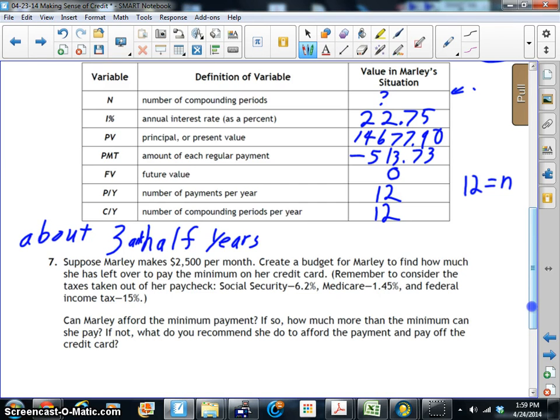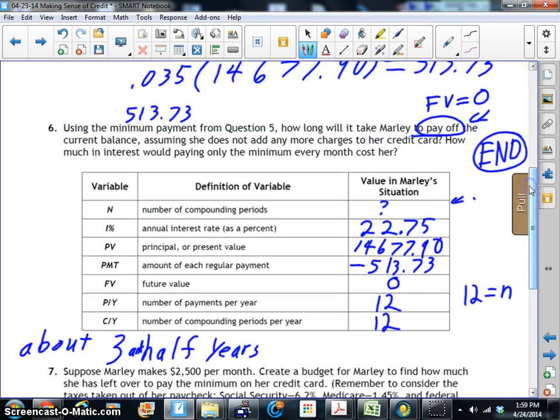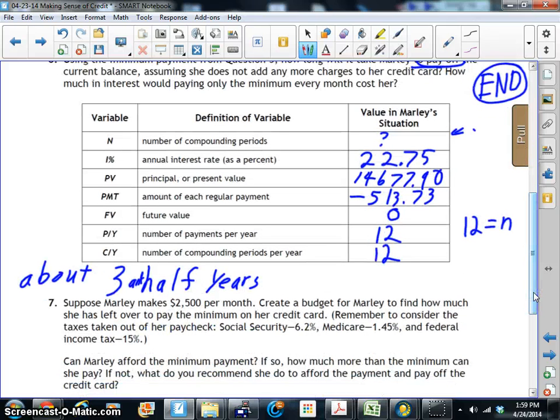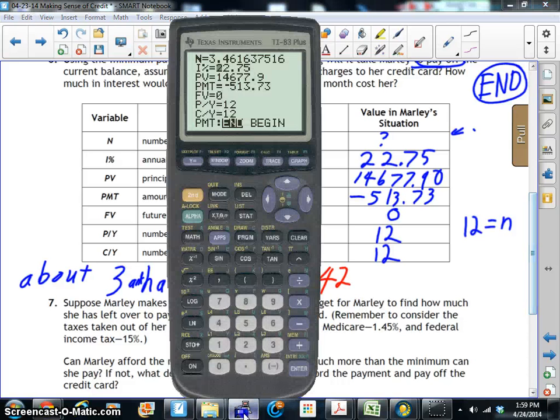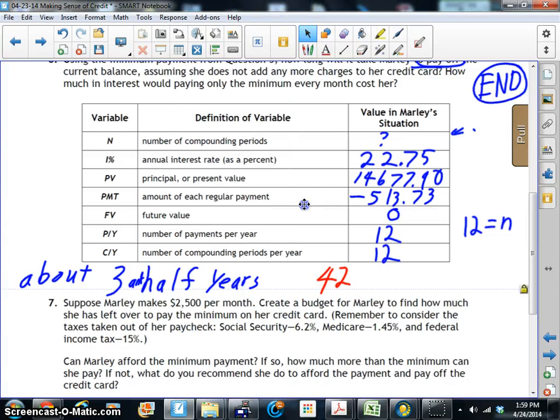Now you're probably wondering about the second part of the question, or if there was even a second part. How much in interest would paying only the minimum every month cost her? So we're going to be working off the number of months it takes to pay this off. So this is 42 months. The only reason why I use that is because if we look at the actual number, it's 41.5, so that's about 42 months. And we're going to take that and multiply it by the amount we've been paying every month for the last 42 months.